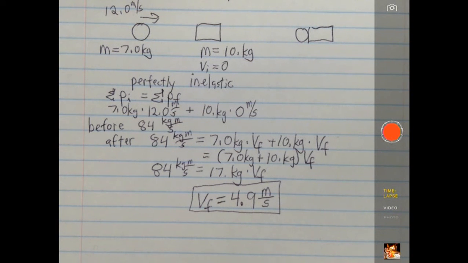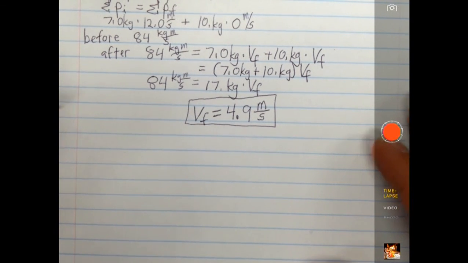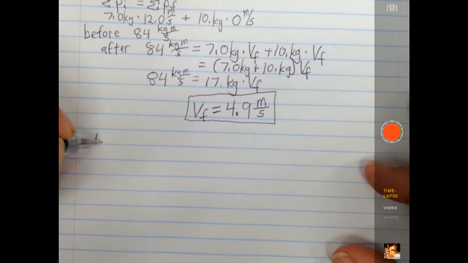Now you're going to have some homework tonight. Let's do another one where they stick together. By the way, on your homework, there is a problem where they bounce off each other. Do not use kinetic energy to solve that problem. Only use momentum.